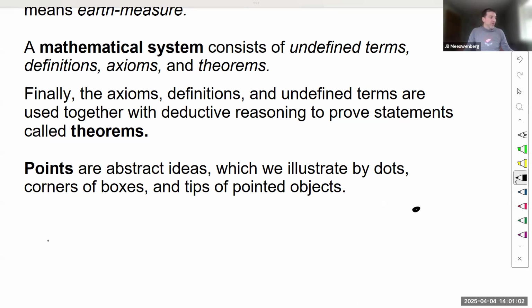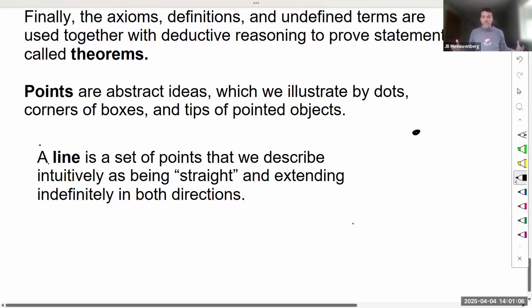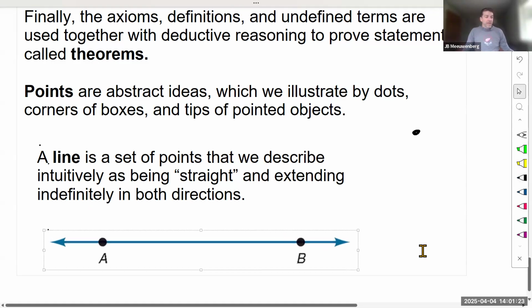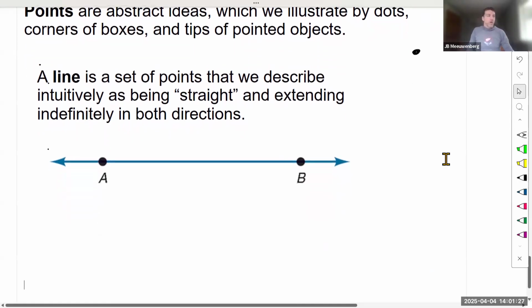Similarly, a line is a set of points, and we describe it as being straight. We say it extends both ways, in both directions forever. But again, it's hard to really define it. What you're going to see here is a line, and on that line, there are 2 points.